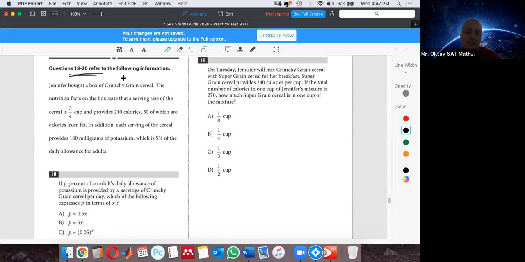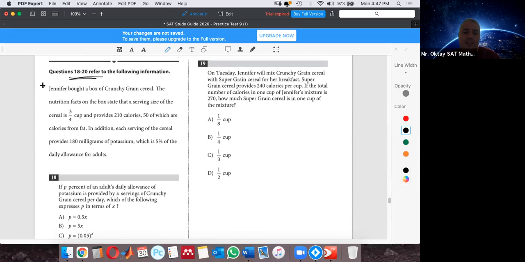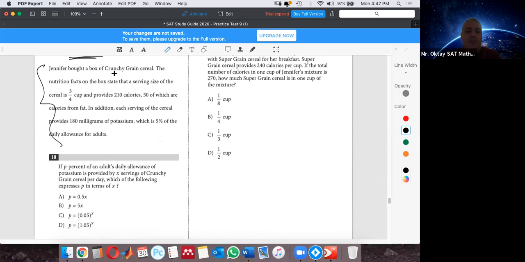So it says that questions 18 to 20 use this information. Jennifer bought a box of crunchy grain cereal. The nutrient facts on the back state that the serving size of the cereal is 3/4 of a cup and provides 210 calories, 50 of which are calories from fat. In addition, each serving of the cereal provides 180 milligrams of potassium, which is 5% of the daily allowance for adults.